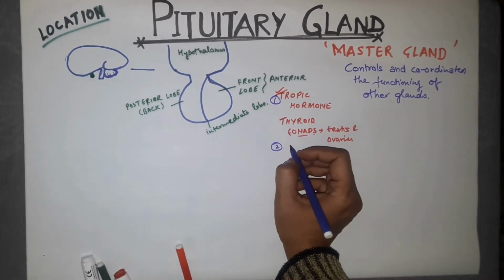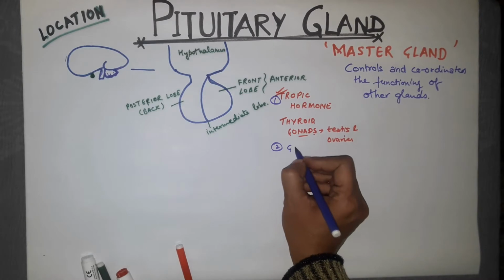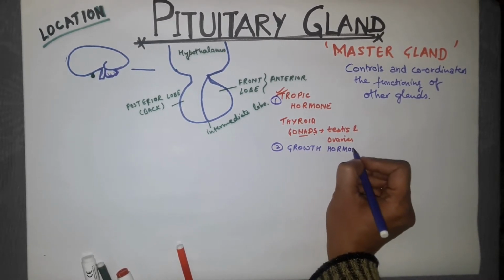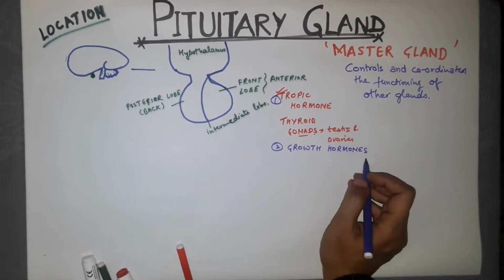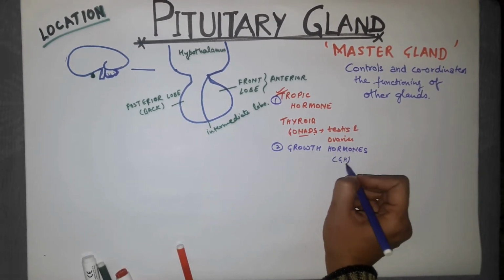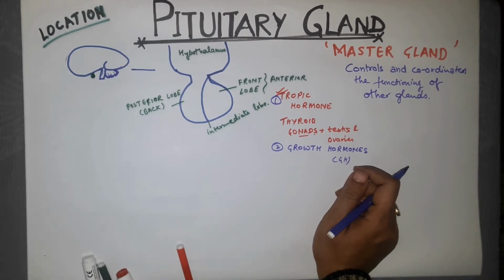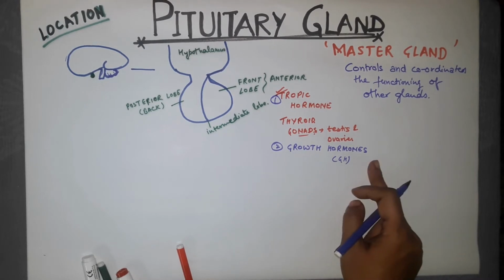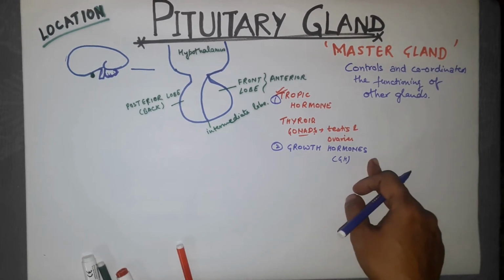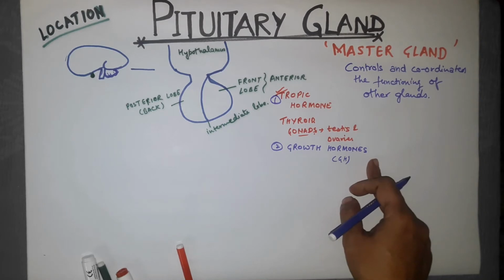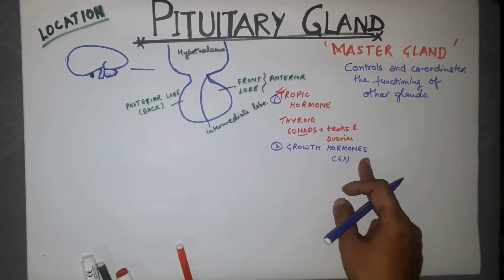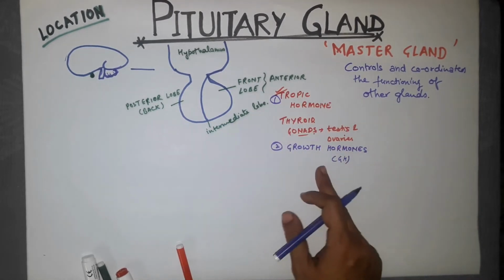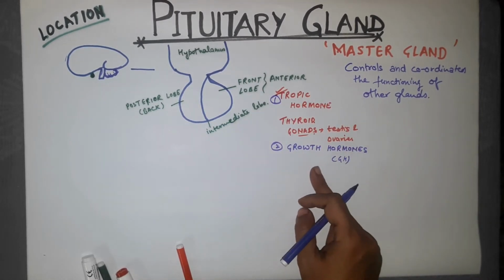Another hormone which is secreted by the pituitary gland is the growth hormone, also known as GH in short. That is for the normal growth of the child, and this growth hormone will be active during the growing years of the child. So here you can see that the growth hormone is also secreted by this anterior lobe of the pituitary gland, which affects the growth of the child.